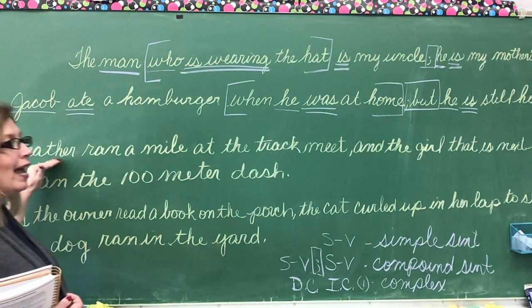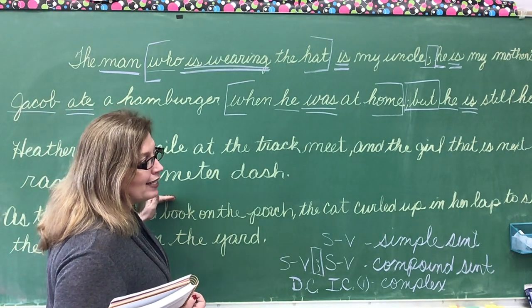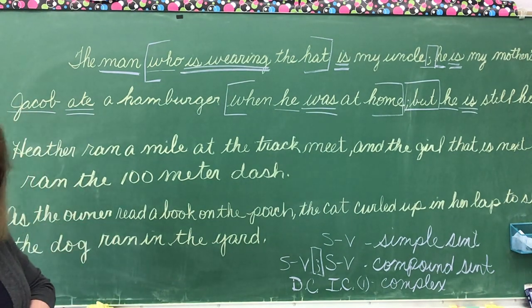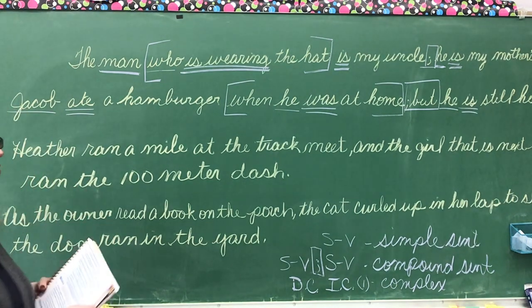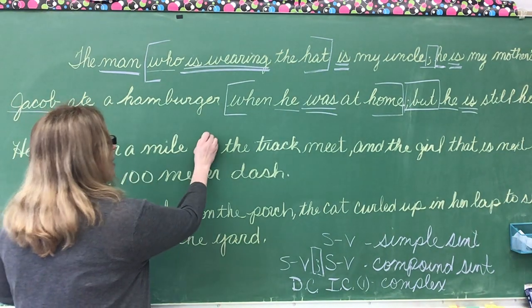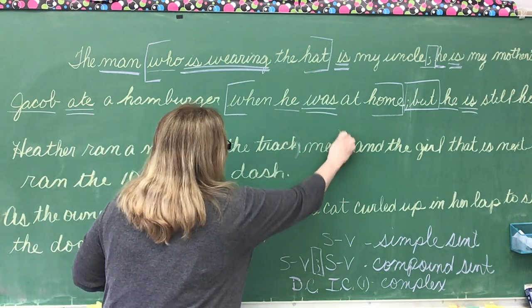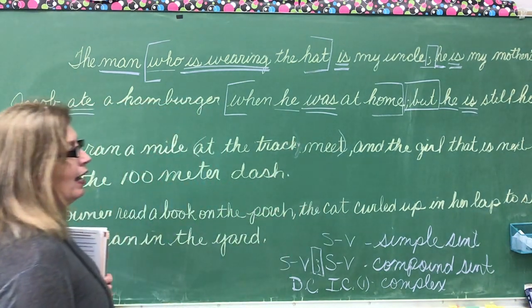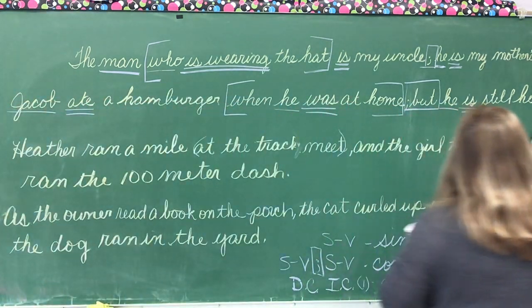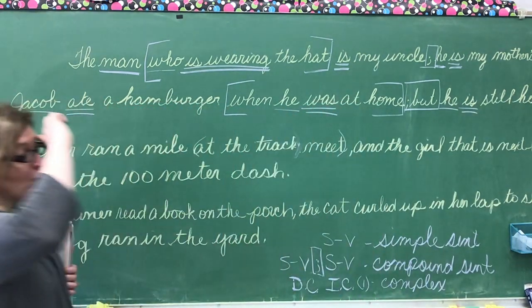Heather ran a mile at the track meet, and the girl that is next to her ran the 100-meter dash. Okay? So it's kind of a long sentence, so let's go ahead and mark our prepositional phrases. Okay? At the track meet. I put it all the way there. All right? And let's see. To her. We have that. And that's it. So we're just trying to make it a little easier.